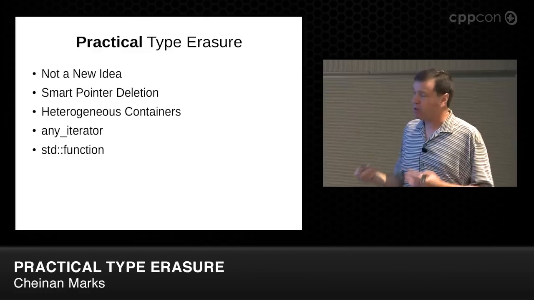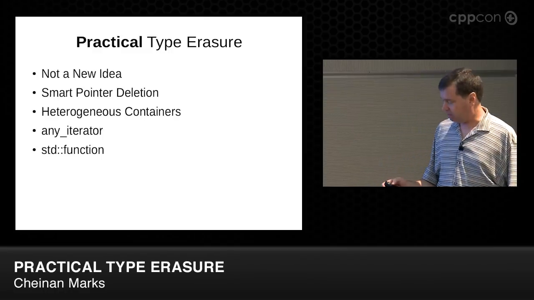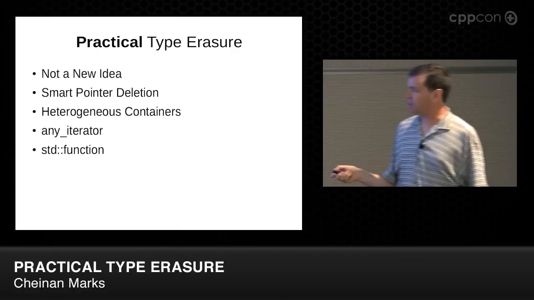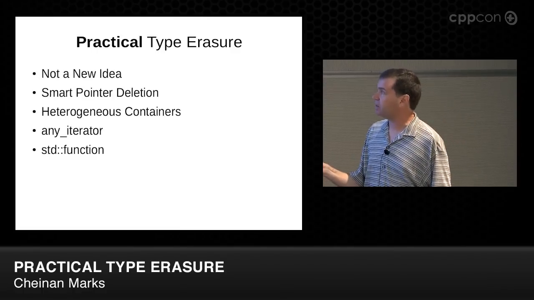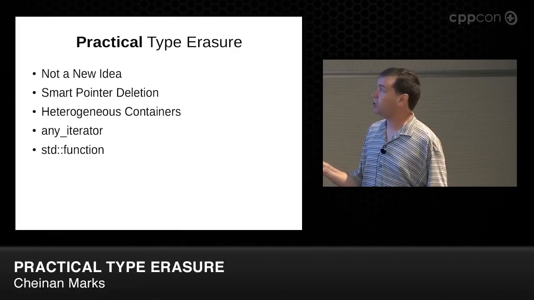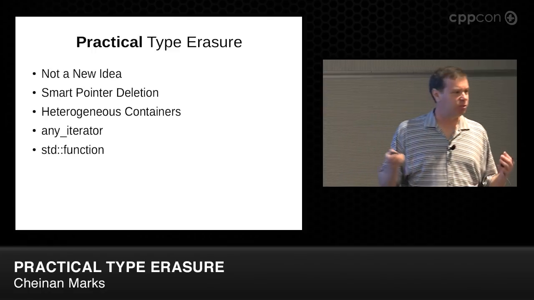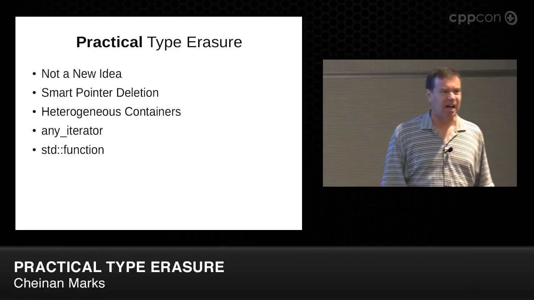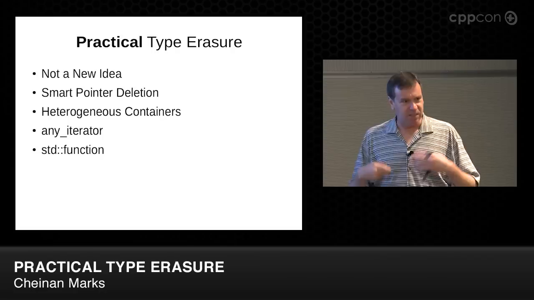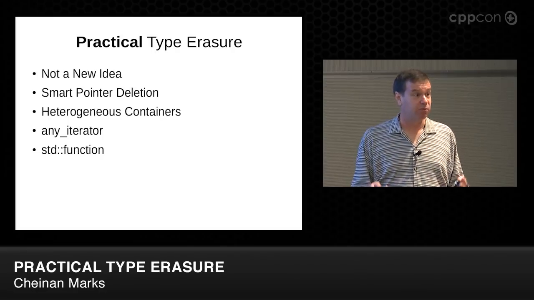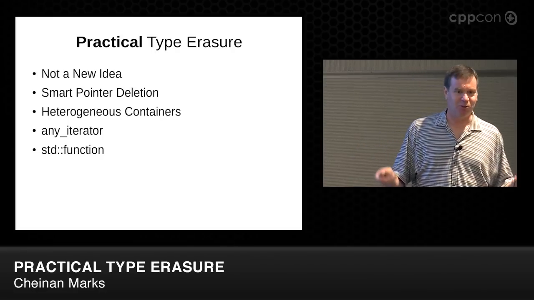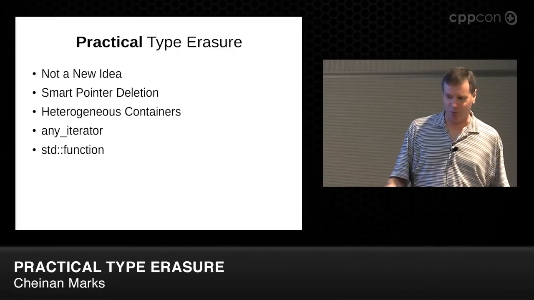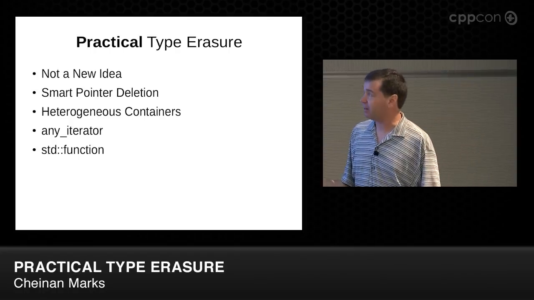However, type erasure has been around for a long time. The one application that Scott Meyers points out is smart pointer deletion. And if you're like me, I've been using Boost since way, way back, since the 90s. The reason I used Boost in the very first place was for its smart pointers. They had great smart pointers. You could do shared pointers in Boost, and that was a really nice thing way back then.